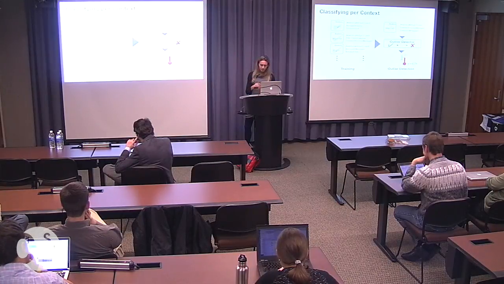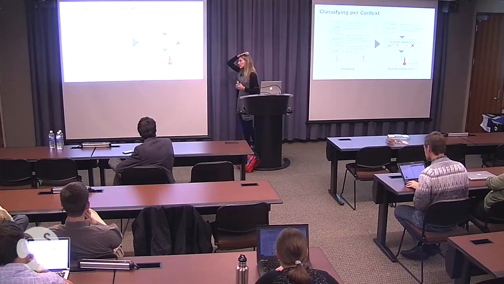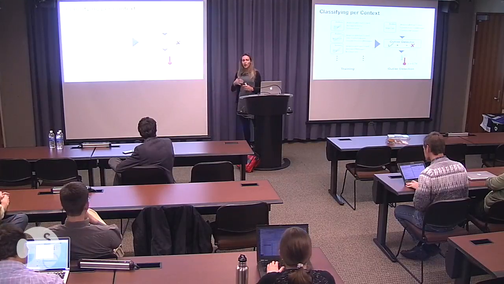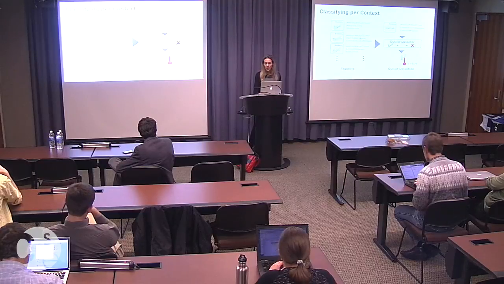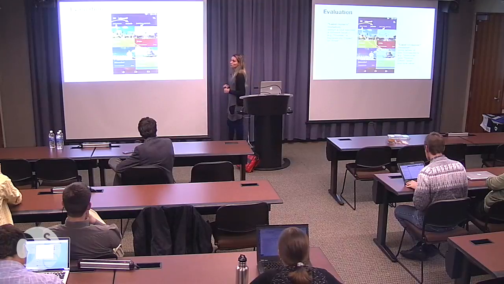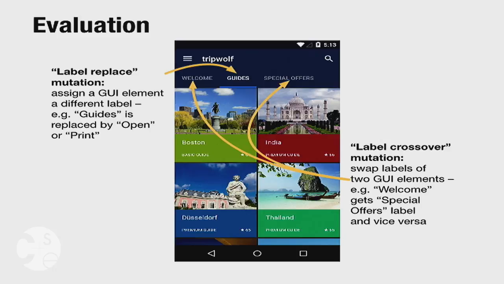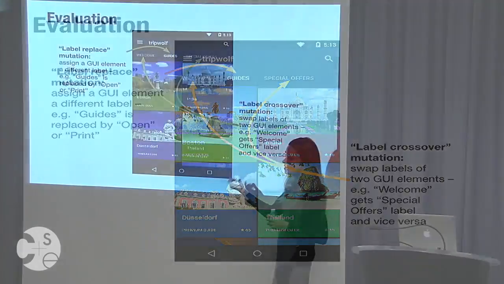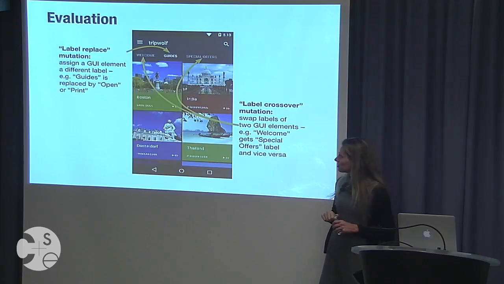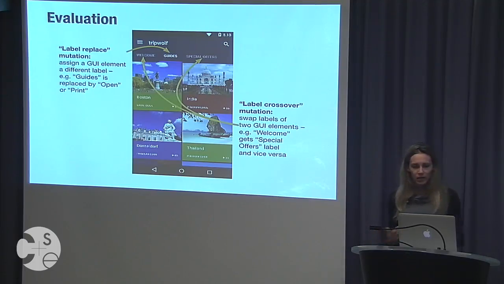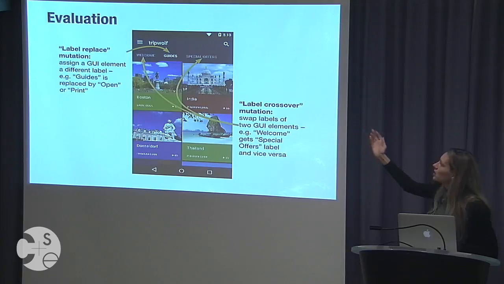So why am I saying that this is still work in progress? We have the infrastructure to extract all the information, like the UI elements, to run the static analysis and so on. But we are not really happy with the evaluation yet. What we have tried to do to evaluate this technique is to assign one label that is somehow unexpected and triggers some behavior that does not really match what is described in the label. So what we did was to take real UI elements in the apps and try to replace the labels with something different. For instance, replace guides with something that says open or print.